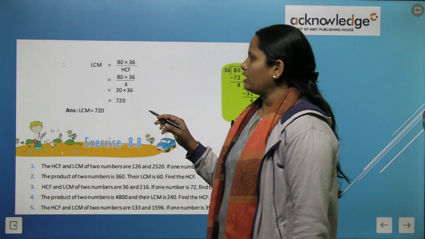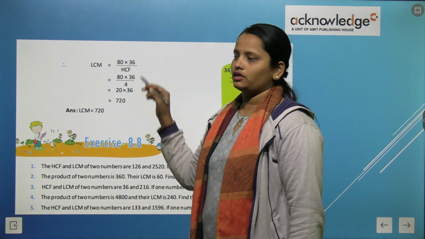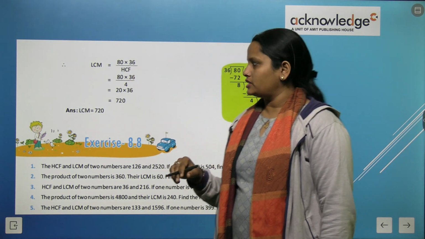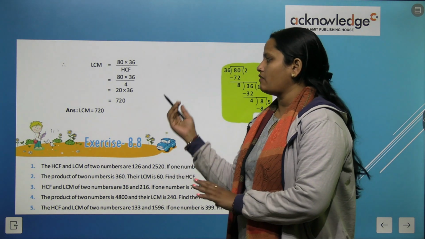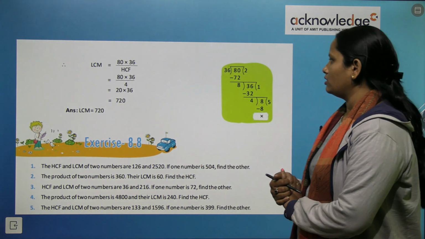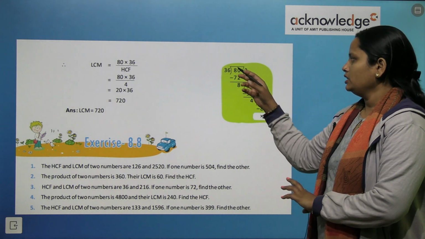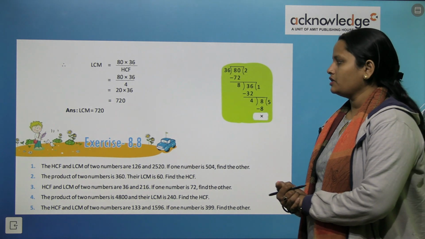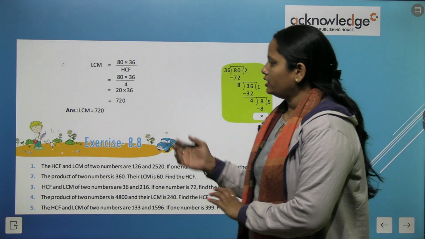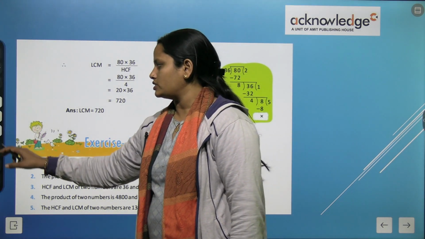Now let's put everything in the formula. So LCM निकालने के लिए हमने 80 multiply 36 को upon HCF कर दिया. HCF 4 था. So when we solve this, we get 720. So this 720 is the LCM of the given number. यहाँ पे हमने HCF निकाल दिया. So 4 is the HCF, and so the LCM of this given number is 720.